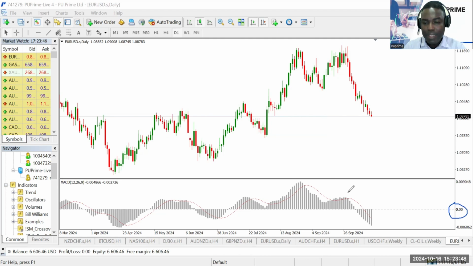For the MACD, whenever the histogram crosses from above 0 to below 0, it indicates a bearish opportunity in the market. When its histogram crosses from below 0 to above 0, it indicates an opportunity to buy. Again, when the histogram crosses from above 0 to below 0, it indicates an opportunity to sell. When it crosses from below 0 to above 0, it indicates an opportunity to buy.